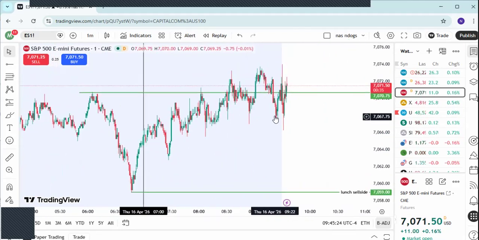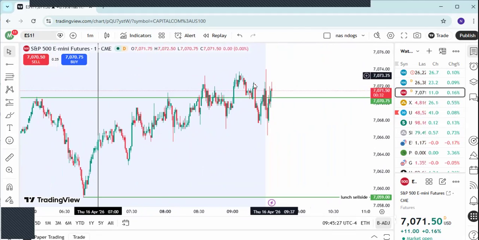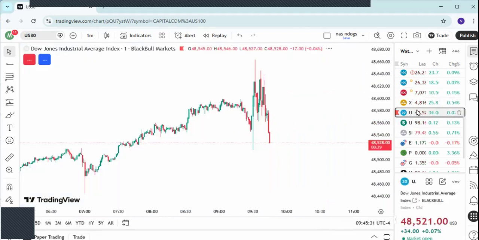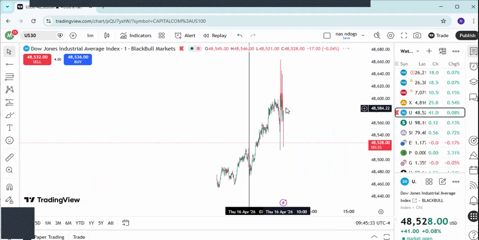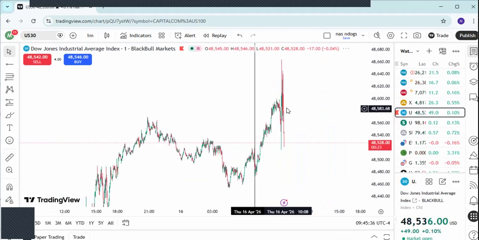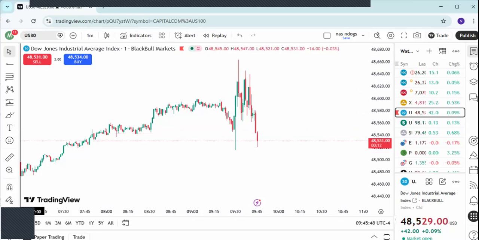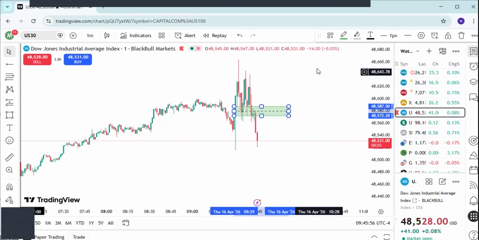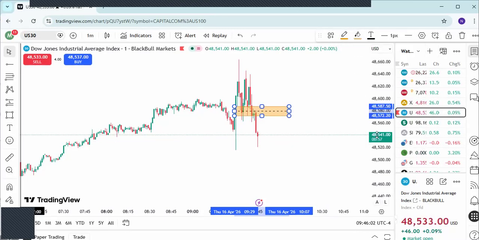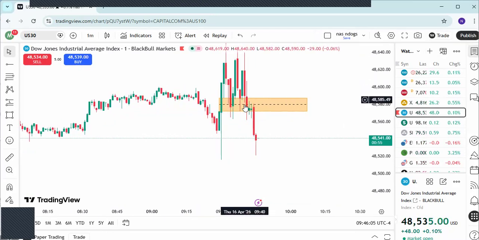Okay, let's see the US 30. We opened there. Went higher. Judas swing. Inversion there. Let's see how they treat that. This inversion. There we go. And I'm gonna make that what color? Orange. Why? Because it's an inversion in this case.